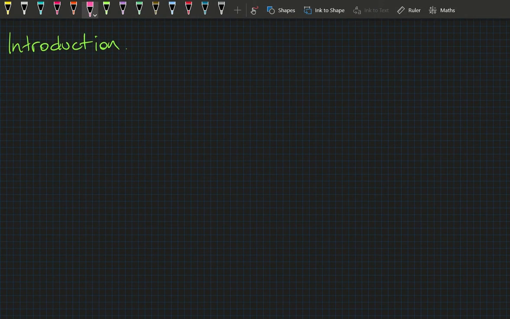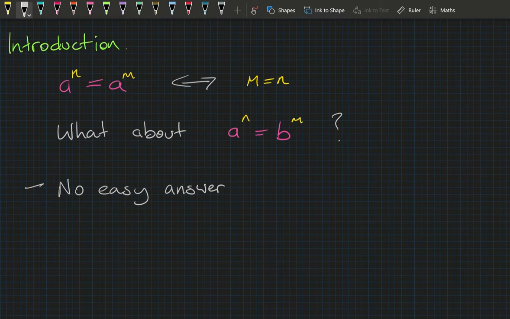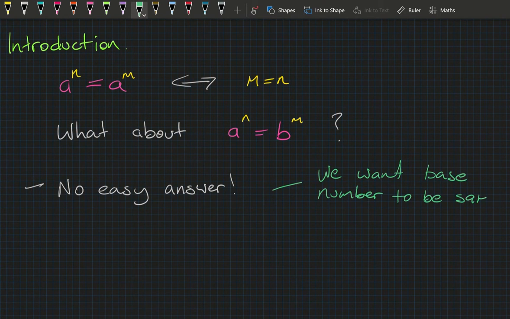So we know that if a number a is raised to the power of n and the same number a is raised to the power of m and a to the n equals a to the m, then this could only be true if m was equal to n. But what if two different numbers raised to some unknown powers are the same? Well, there's actually no easy answer to this, and that's because we want the numbers to be the same base.